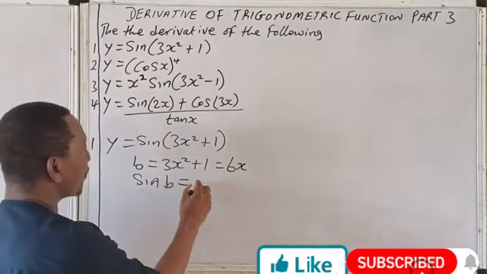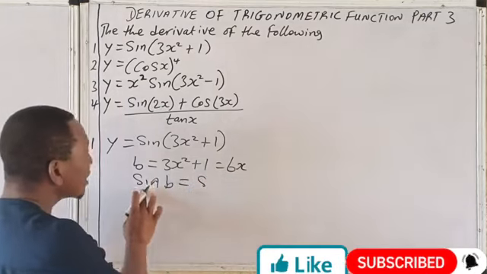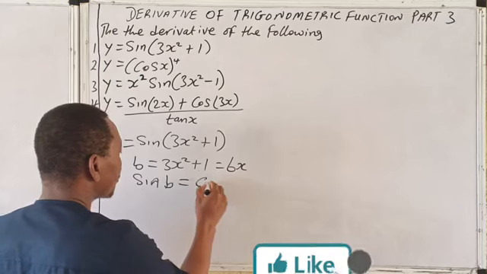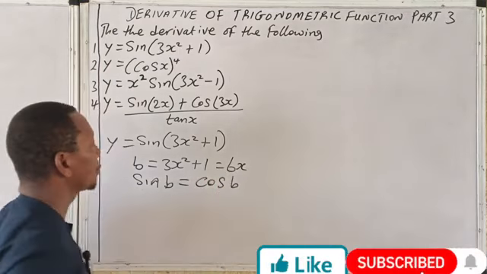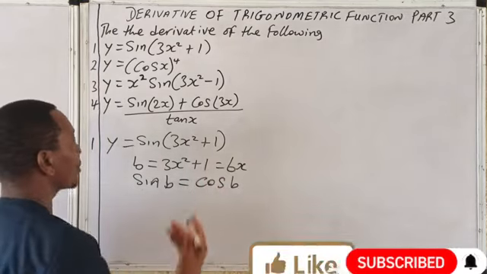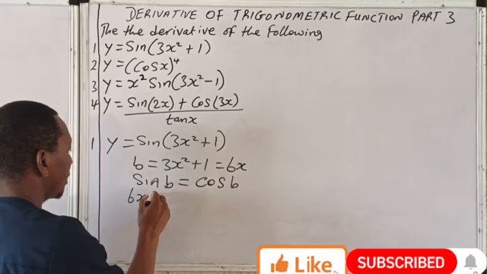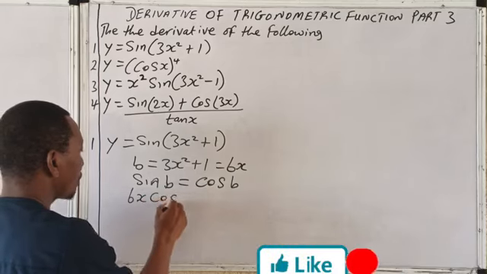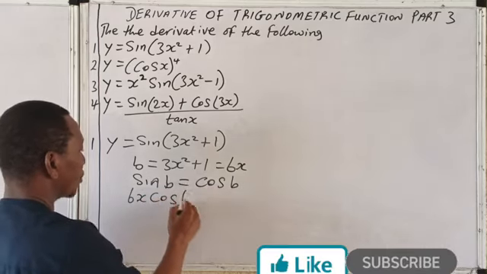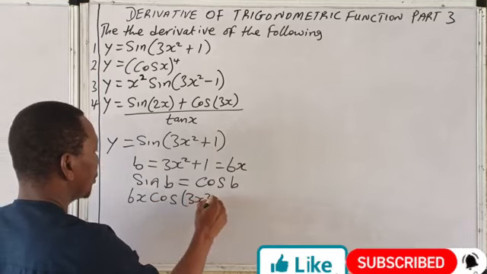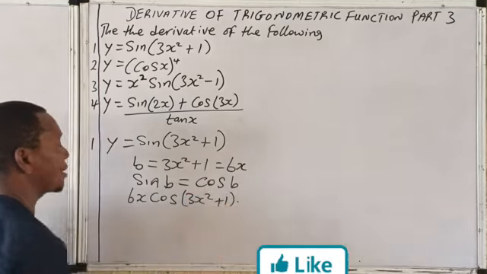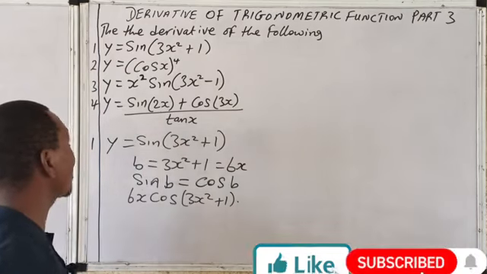Now let's differentiate sine b. If you differentiate sine b, you have cos b. We combine these two together and you have your answer. If you combine the two, you have 6x cos of b, and b is actually 3x squared plus 1. So that is the answer. It's a very simple process.